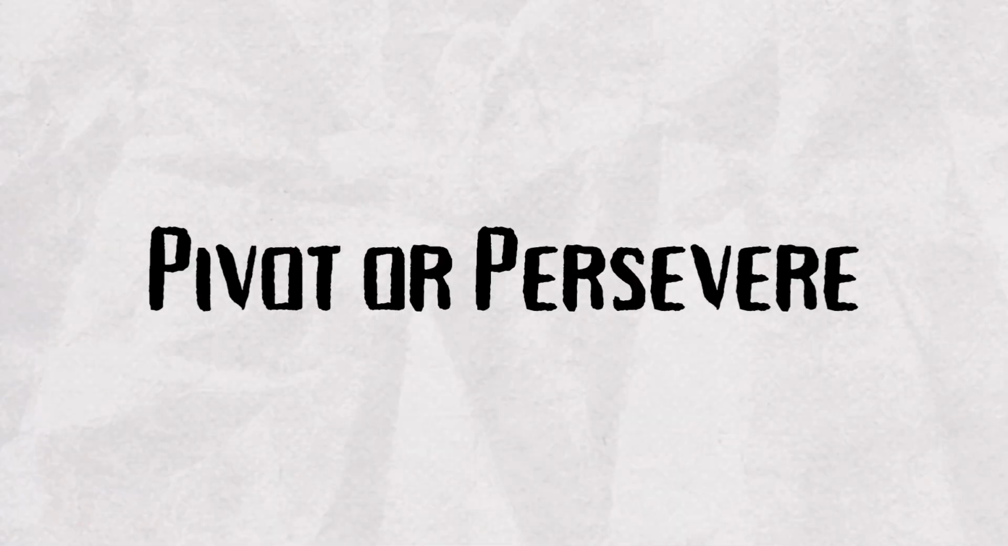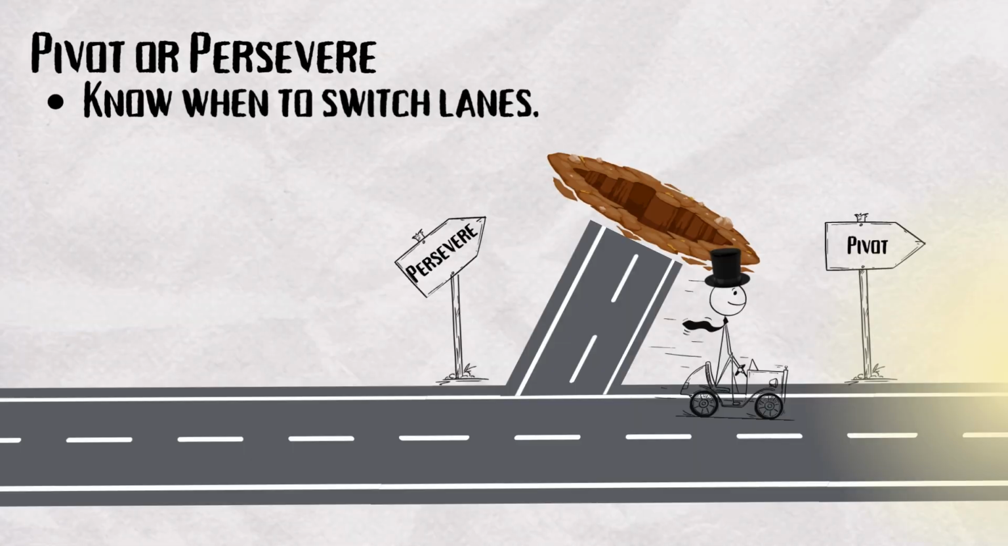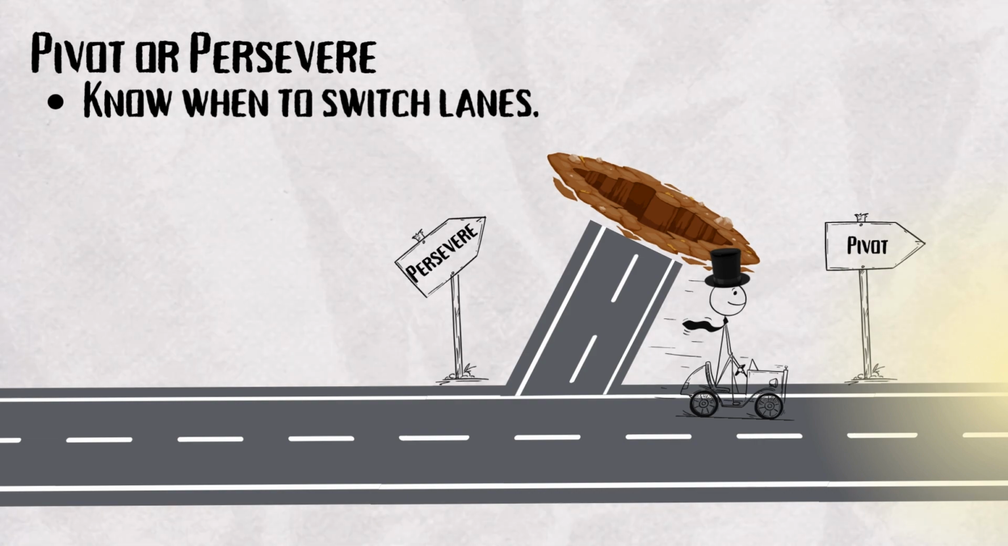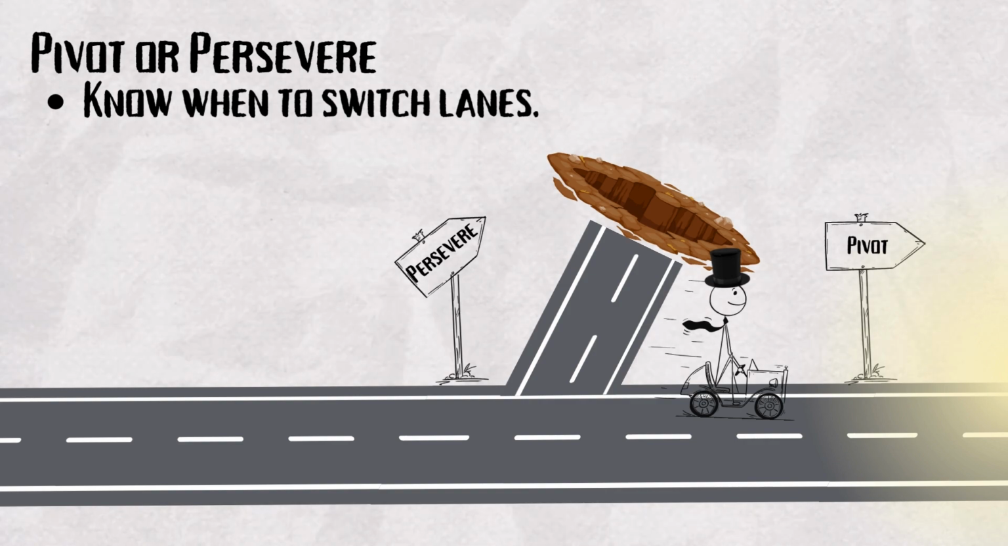Idea number 4. Pivot or persevere. Sometimes you're on the right track, other times you're chasing a dead end. Lean Startup teaches you to ask, are we learning fast enough to justify continuing in this direction? If not, it might be time to pivot. That means changing your product, audience, or strategy.